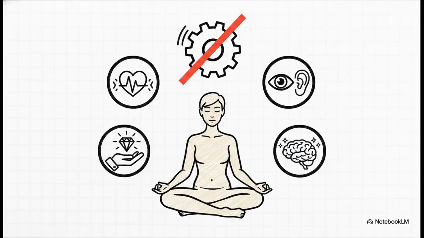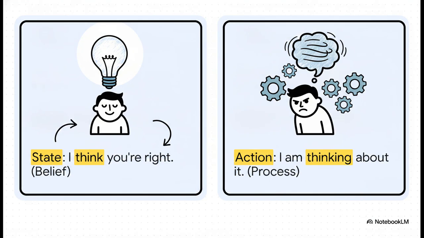But wait, there is a massive exception here, and they're called state verbs. These verbs describe internal mental states, emotions, or ownership. They do not describe physical actions at all. And because they're states of being, they inherently reject the ing continuous form. You simply cannot use the present continuous tense with verbs of emotion, possession, perception, or thought. It just doesn't work.